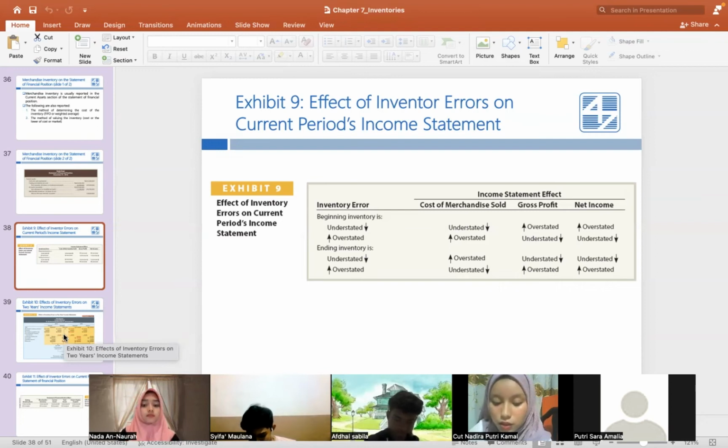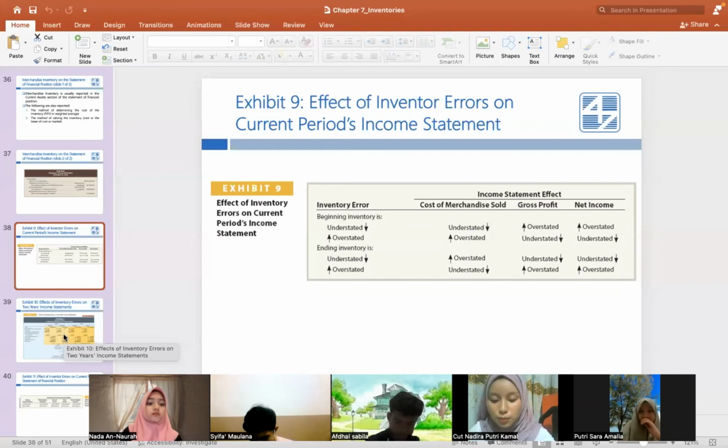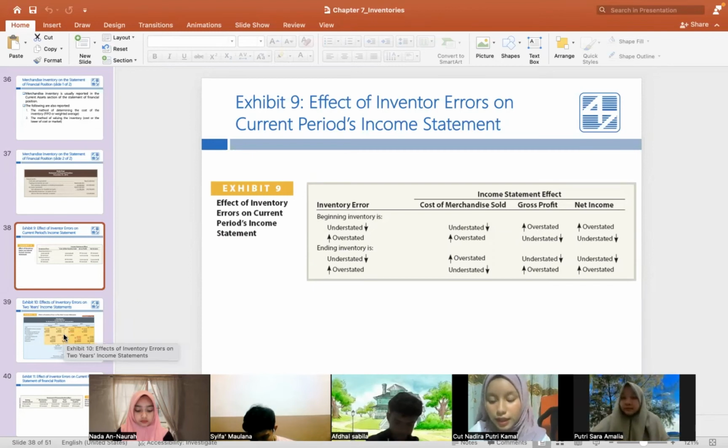And then cost of merchandise sold, at the beginning of inventory, it is understated and then overstated. And in the ending of inventory, it is overstated and then goes back understated. For gross profit, at the beginning of inventory, it is overstated and then becomes understated. And at the ending of inventory, it is understated and then becomes overstated again.